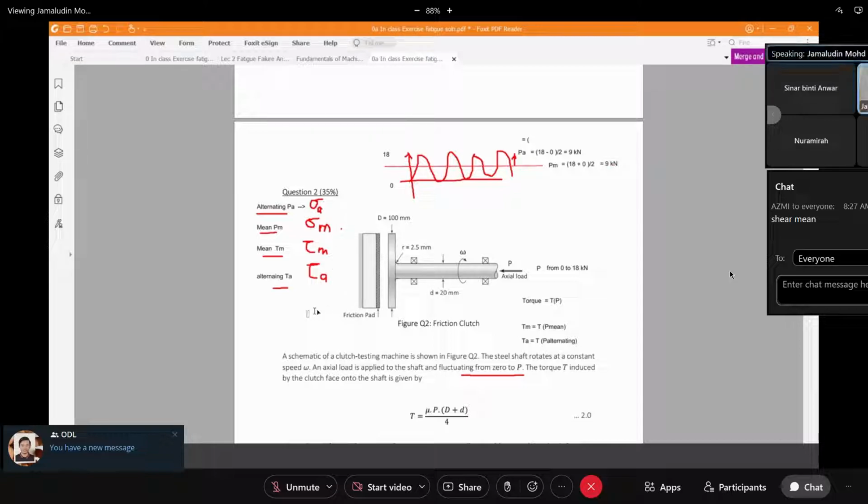Okay, 9:45. To calculate all the sigma alternating, sigma mean, shear alternating, and shear mean. The KF for the alternating and mean of the sigma alternating and sigma mean will be the same value. Even for the torsion, the mean and alternating will be the same value. All right, and 9:45.